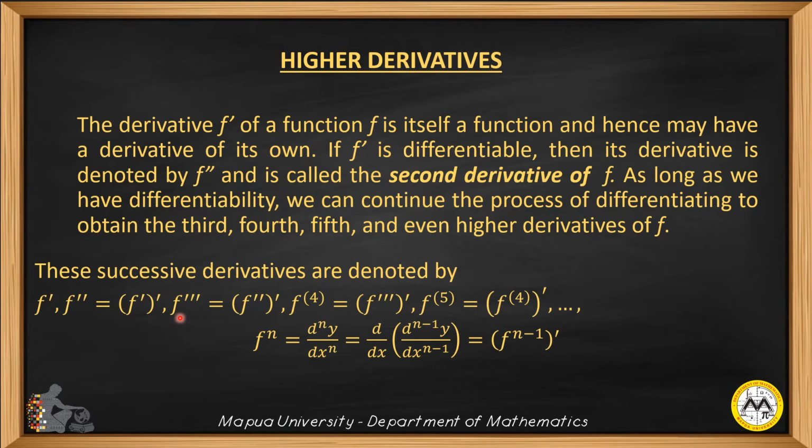The third derivative of f, or f triple prime, is the derivative of the second derivative of f with respect to x. In general, the nth derivative of f with respect to x, denoted by f superscript n, or in Leibniz notation, is defined as the derivative with respect to x of the n minus 1 derivative of y with respect to x. Or, as we said earlier, this is just the derivative of the n minus 1 derivative of f with respect to x.